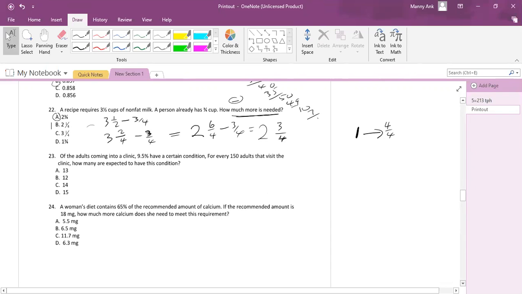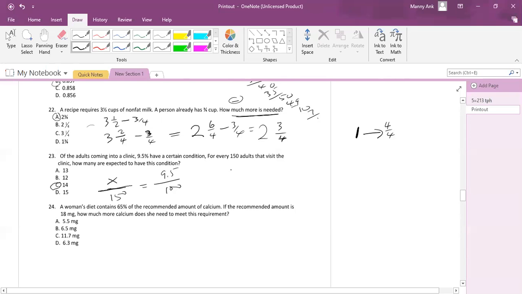23, the answer is 14. Okay, again, can use proportion. 9.5%, so 9.5 out of 100 is given, that percentage given. For every 150 adults that visit, how many are expected to have this condition? So the base is the number of adults, which is 150. You want to find how many, what portion. So you find the part of this number. So that goes here. So X, I don't know, X.